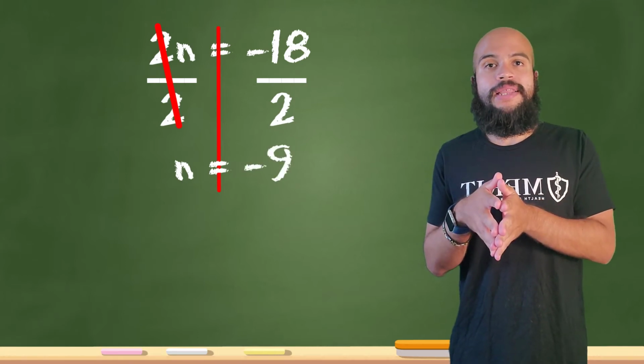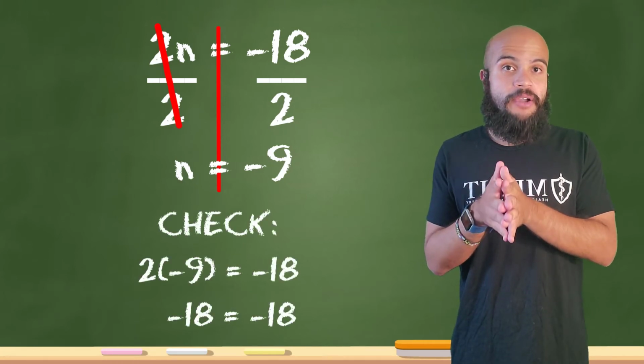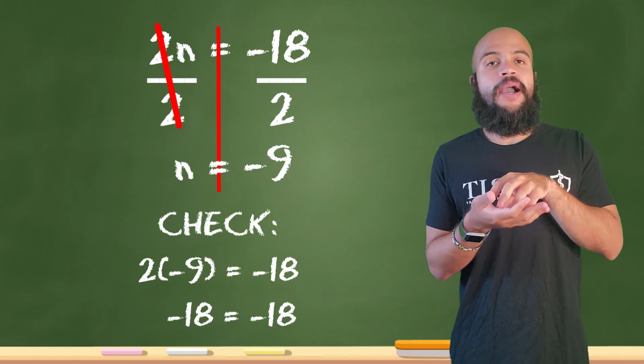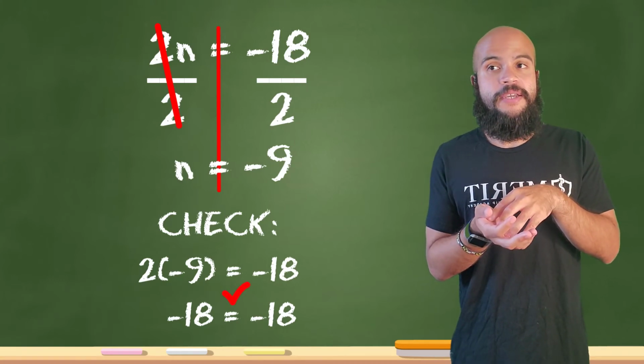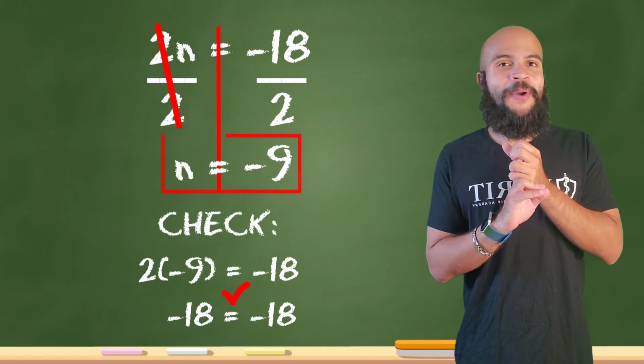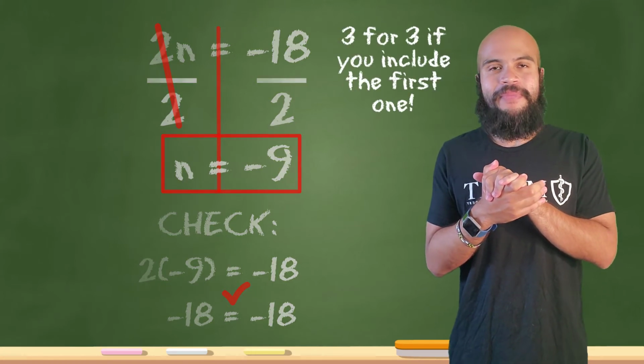I'm going to plug this solution back into my original equation for my variable to make sure it's correct. And because 2 times negative 9 does result in a product of negative 18, I know that I solved my equation correctly yet again, and I'm 2 for 2 so far.